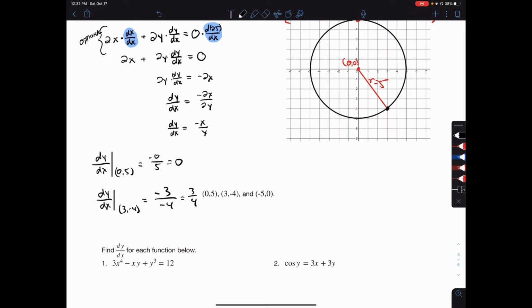So from this point, I would go up 3, 1, 2, 3, and to the right 4, 1, 2, 3, 4, put a dot there. Similarly, if I went down 3 and to the left 4, that would be here. You can see how that would be tangent. This is at the ordered pair negative 3, 4. Slope's 3/4. So far, so good.